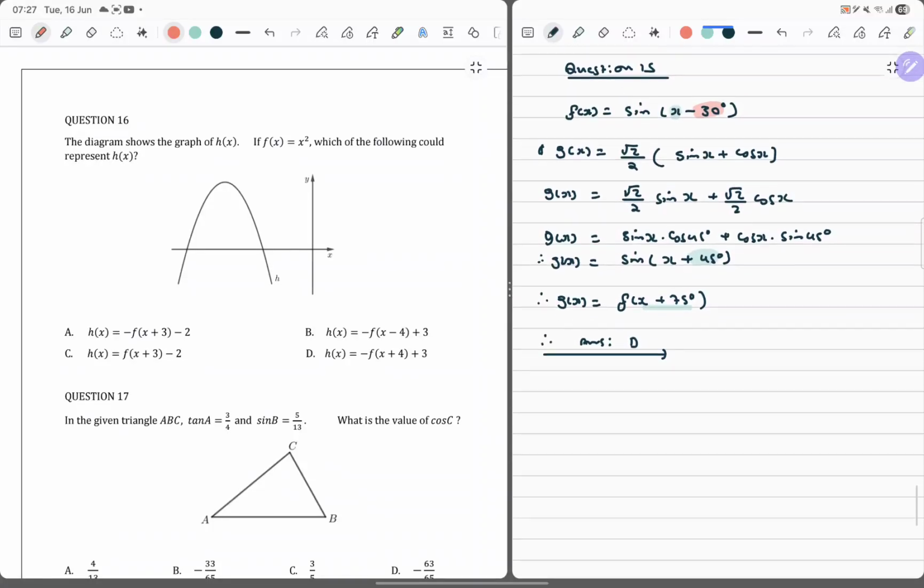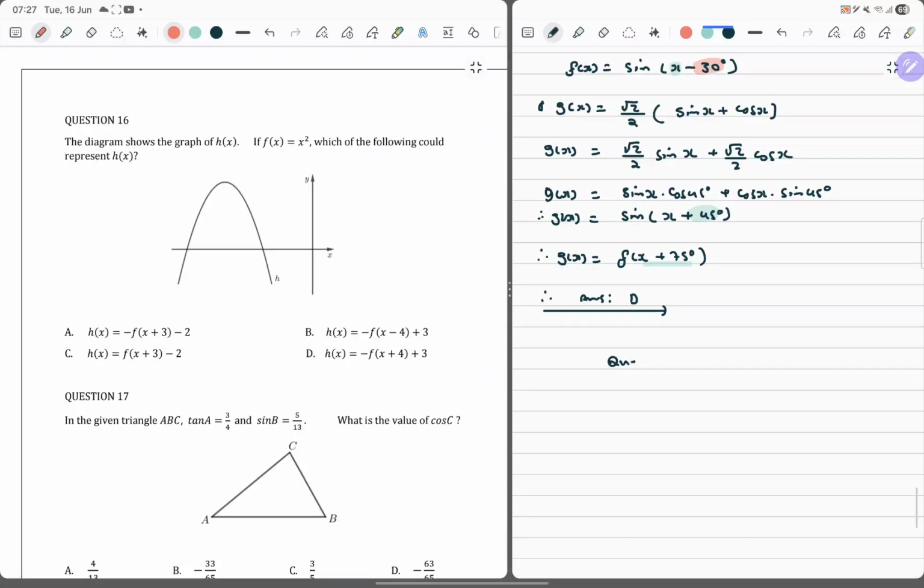Alright, so could we squeeze this one? I think we can. Question 16 says, the diagram shows the graph of h, okay, if f of x is x squared, so this is the standard parabola, so stuff like so. Right, so this is the stuff that we're talking about. Passing through the origin, which of the following could represent h of x?